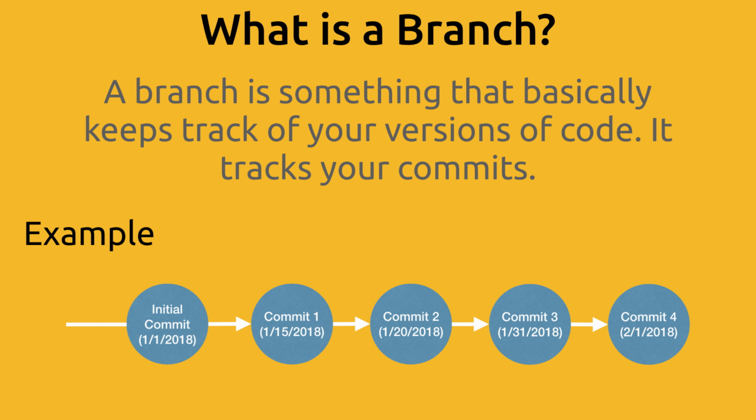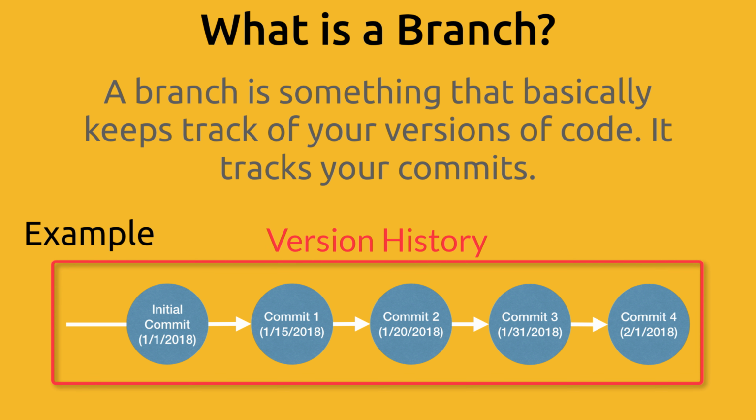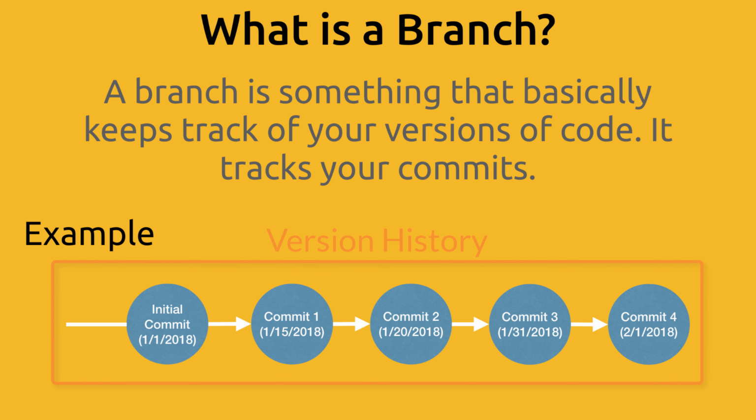What is a branch? A branch is something you can basically use to keep track of your versions of your code. It tracks your commits. So every time you do a commit, you have your message and there's a date that goes along with it, and then it keeps track of your changes that you made to all your files. So a branch kind of keeps this version history that you can go and examine and look at.